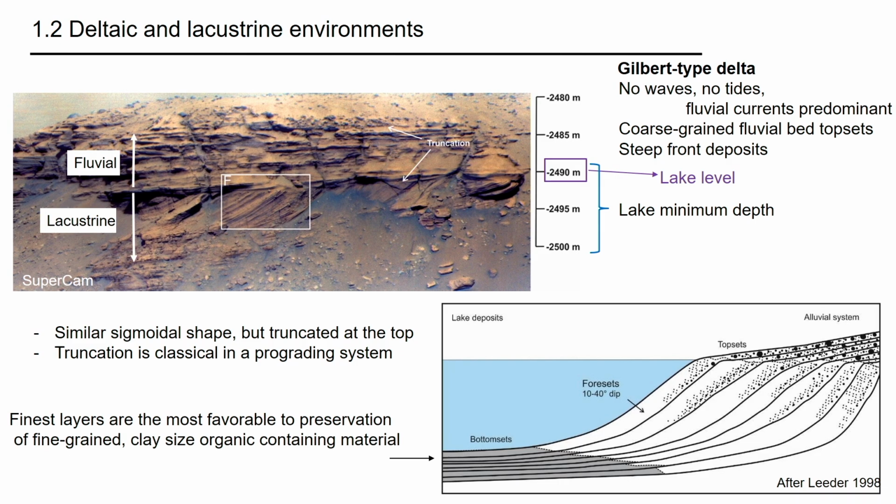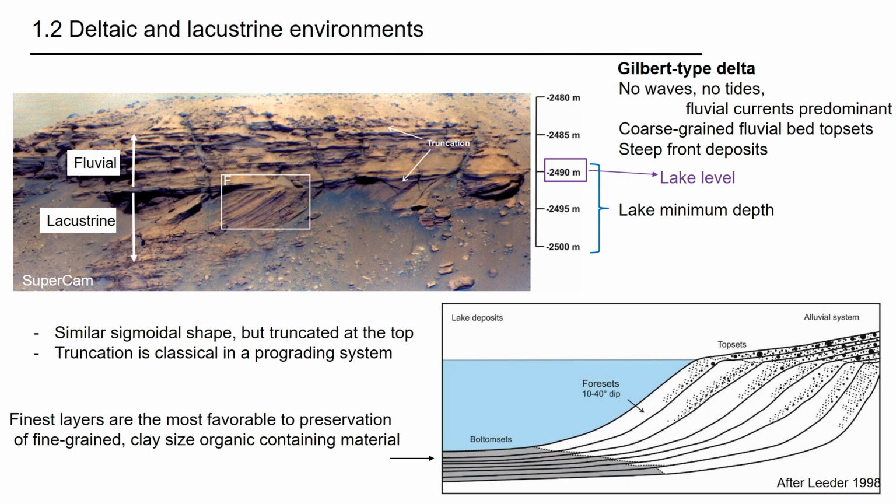And here there is a truncation, which is frequent in deltas when you have what we call progradation, which means that the sediments, the rivers, were prograding, like the lobes in the movie, going further and further away within the lake. It's what we see here. So everything above this location is fluvial. These are fluvial deposits. And everything below is lacustrine. These are lacustrine deposits with foreset and bottomset. And those bottomsets are the most interesting for exobiology, because those are probably the weakest and the finest grain material that we have here.